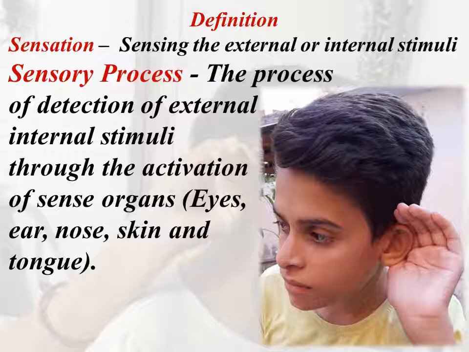Okay, now what is the sensory process? As we were discussing sensation, the sensory process is the process of detection of external or internal stimuli through the activation of sense organs. You know we have five sense organs: your eyes, ears, nose, skin, and your tongue. These are the five major sense organs. So when these sense organs are activated by some stimuli, some event or some phenomena, that process is known as the sensory process. I think you now understand what sensation is and what the sensory process is.